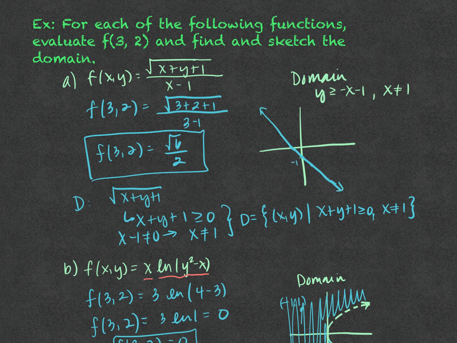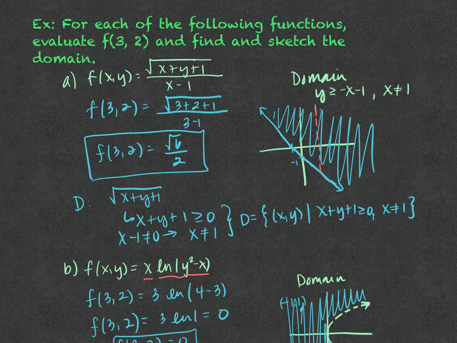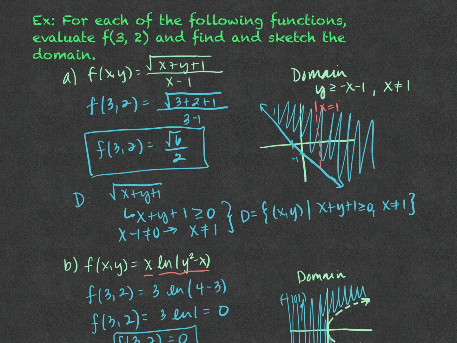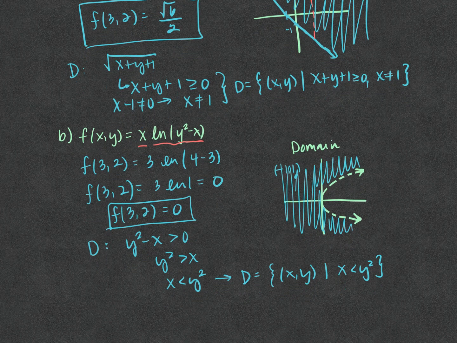So here we're at negative 1. It has a slope of negative 1. And when I put in 0, 0, 0 is greater than negative 1, true. So this side is all true, except we do not have this line right here, x equal to 1. It's dotted in here. That line is not included. So that is the sketch of the domain. So we found f of 3, 2, and found and sketched the domain for both. I hope that makes sense.